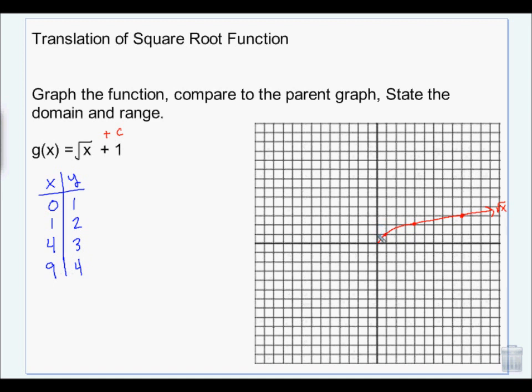I am moving each of these points up 1. So I only moved up just one space. So if you know your points on your parent function, so you know it's going to be 0, 0, 1, 1, 4, 2, 9, 3, then you just add to the y, essentially. Does that make sense? It's the y that changed.